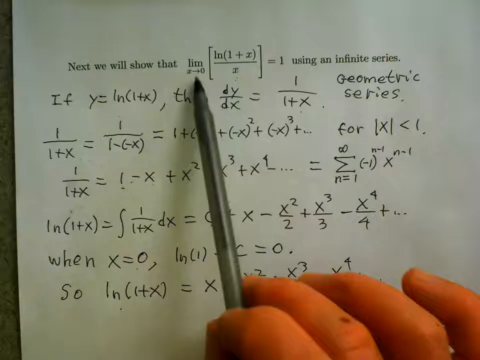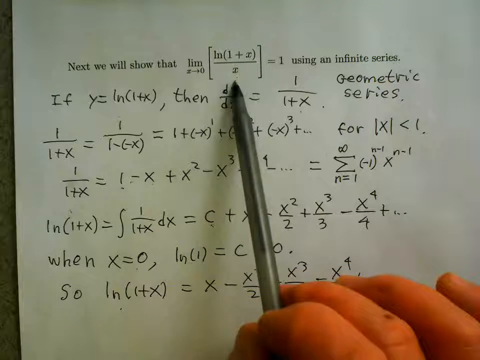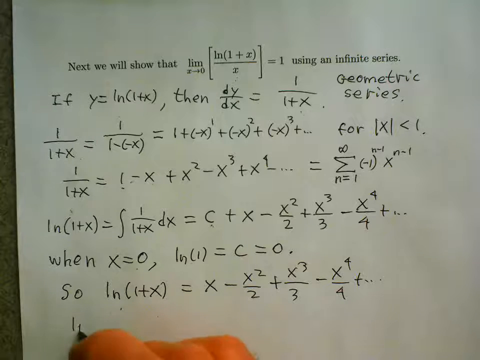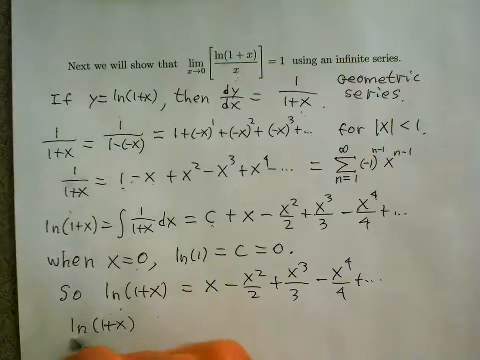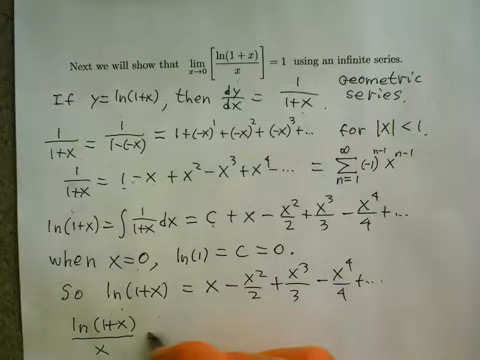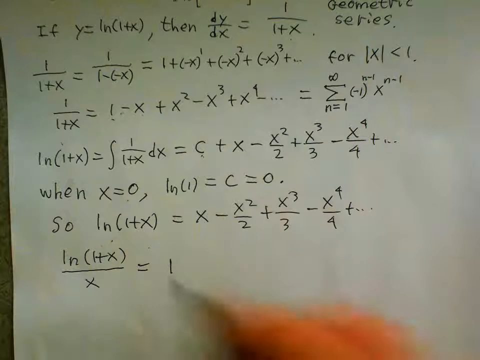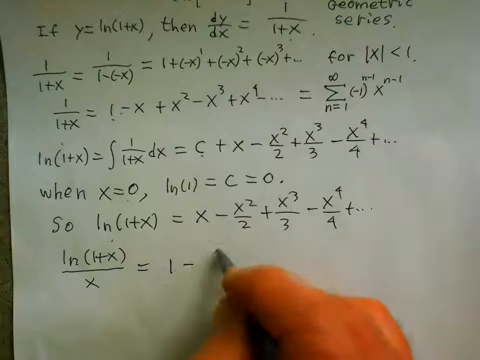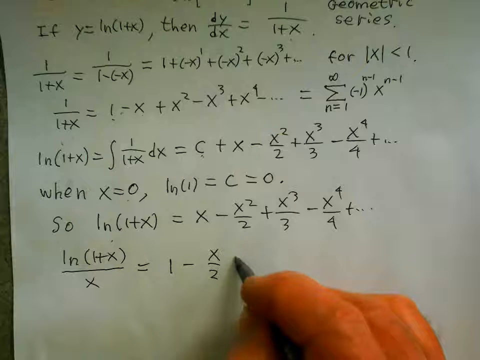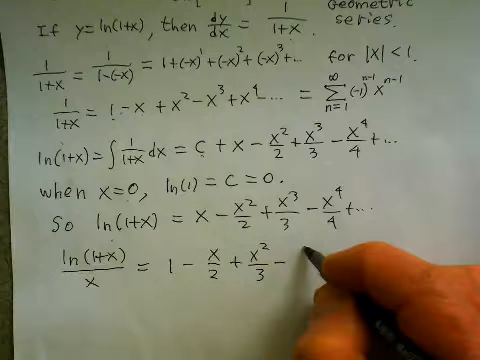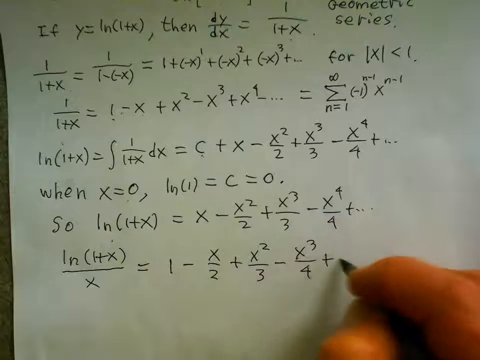And then, remember what we're trying to do? We're trying to find the limit of the natural log of 1 plus x over x as x goes to 0. So in the next step, we'll just divide both sides of this by x. We get the natural log of 1 plus x over x. Divide each of the terms on the right-hand side by x. x divided by x is 1. And then minus x over 2. And then plus x to the second over 3. And then minus x to the third over 4, and so on.